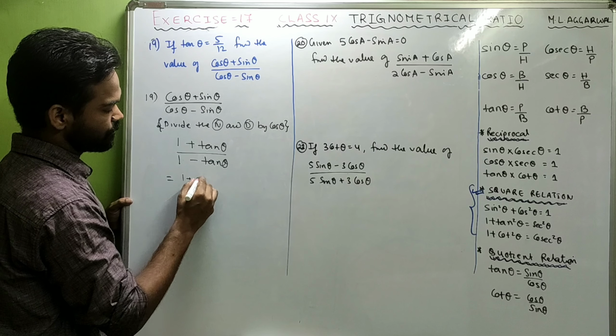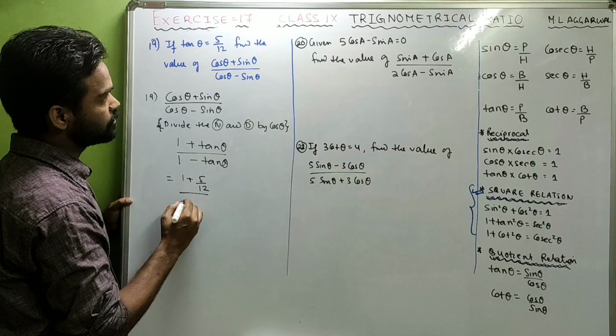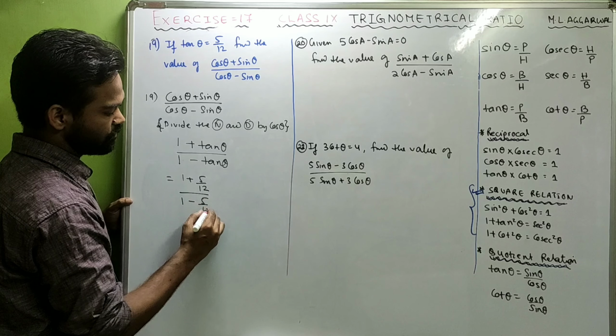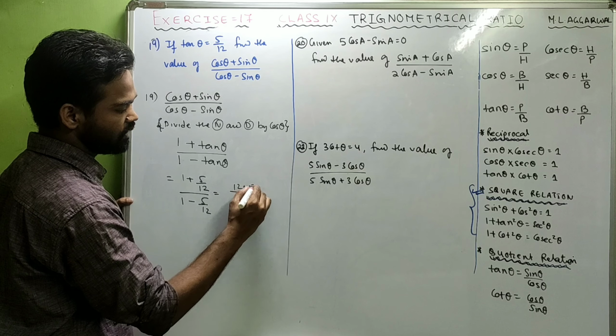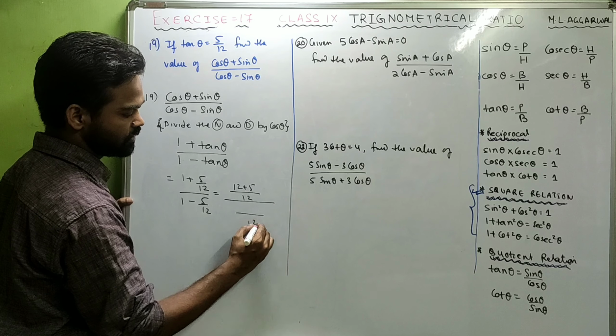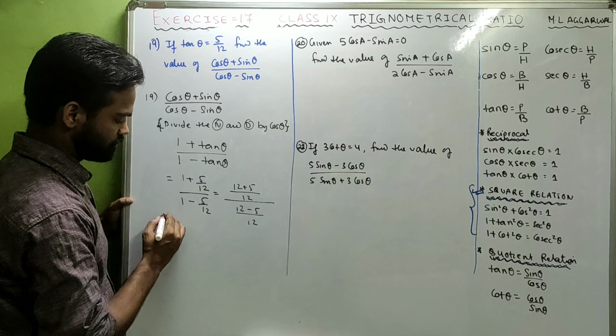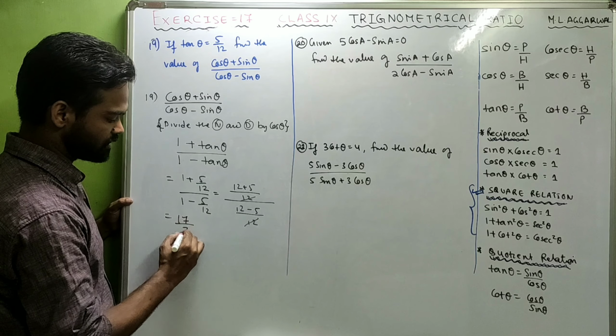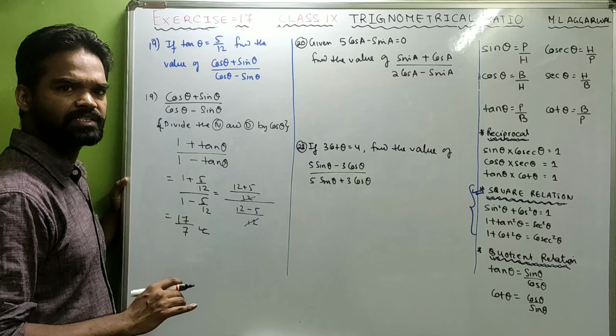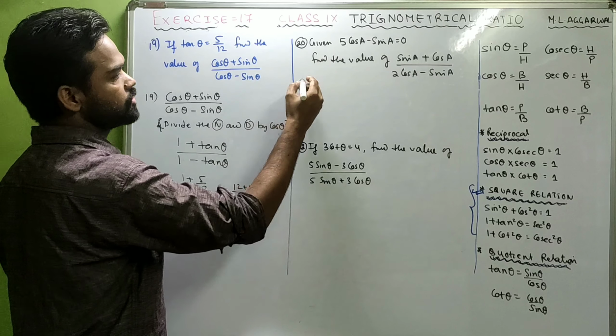And actually tan theta is known to us. So 1 plus 5 by 12, 1 minus 5 by 12. Am I correct or not? 12 is the LCM, so 12 plus 5. 5 again, 12 is the LCM. 12 minus 5, so that's 12, 12 goes away. That's 17 by 7. Done. Very easy. Look at this. 20.